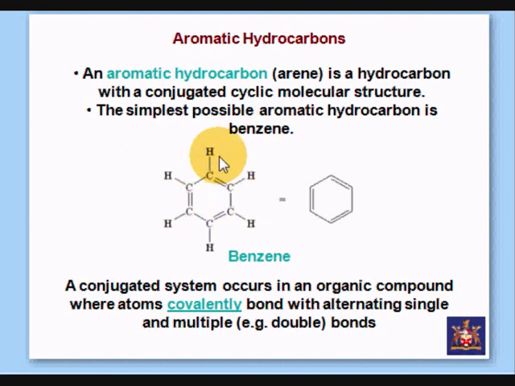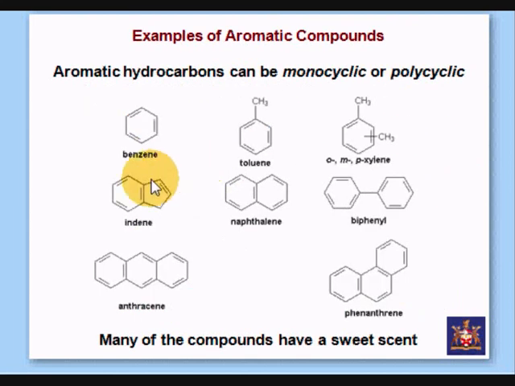And then here's the aromatic hydrocarbon that we were just talking about, and this is kind of unique. The simplest possible aromatic hydrocarbon is benzene, and what's unique about these is the conjugated system occurs where atoms covalently bond with alternating single and multiple, e.g. double bonds. So here you've got the double, single, double, single, double. So okay, you've got the alternating. And then some further examples of aromatic hydrocarbons. And interestingly, these compounds tend to have a sweet scent.